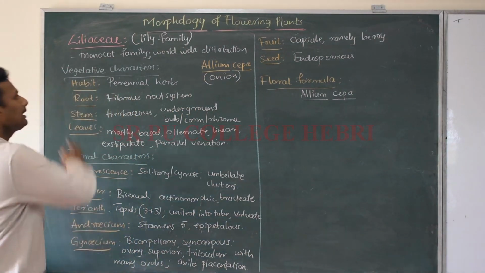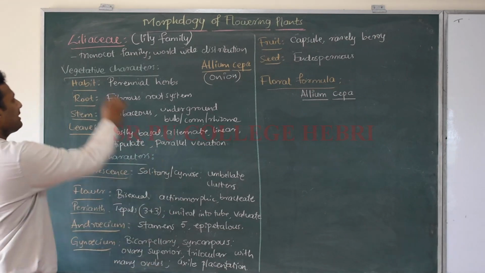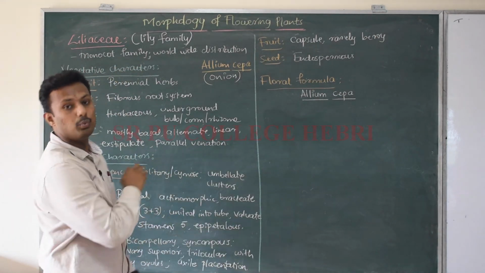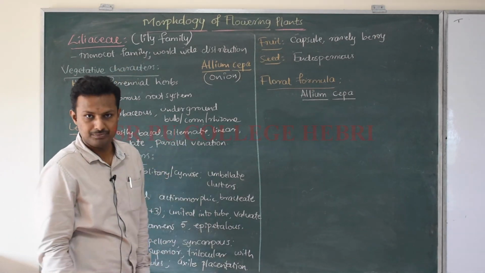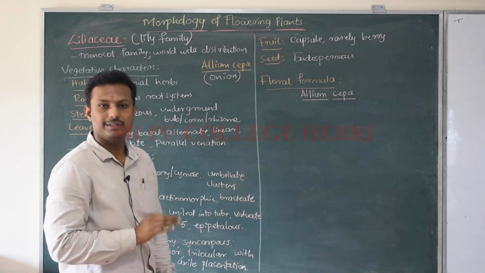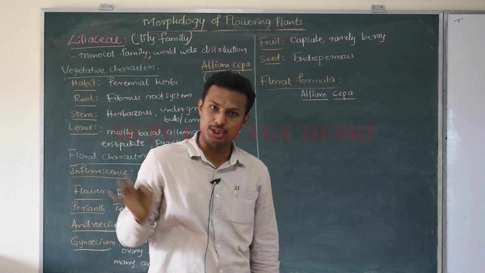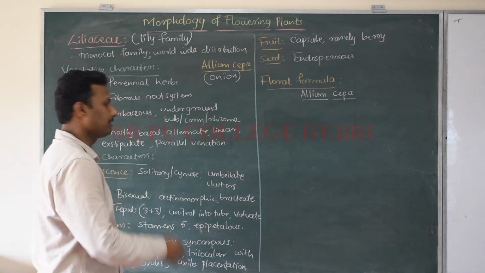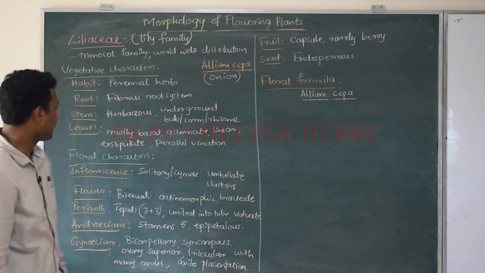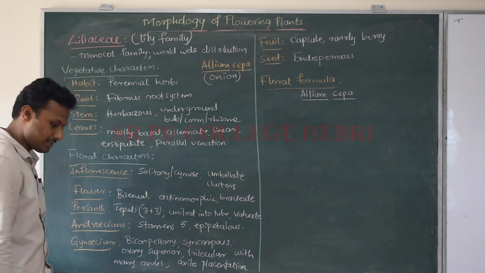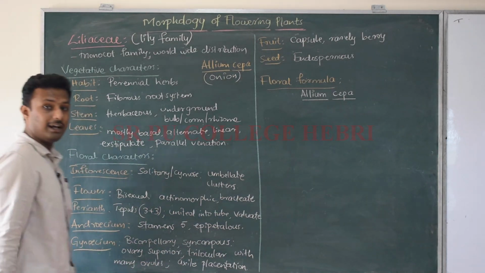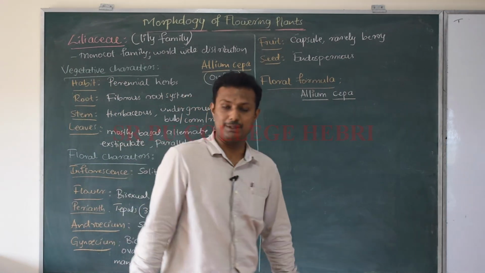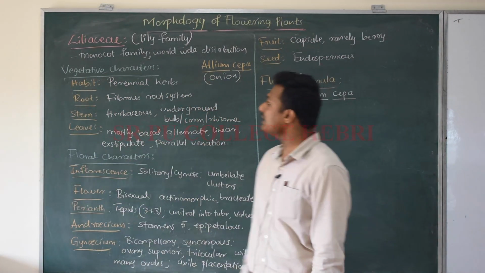Now let us study the characteristics of this family. It is a monocot family that is worldwide distributed. In almost all the regions and all climatic conditions of the earth, you can find plants of this particular family growing, right? So vegetative characteristics, habit: it's perennial herb. The plants of this family are usually perennial herbs.